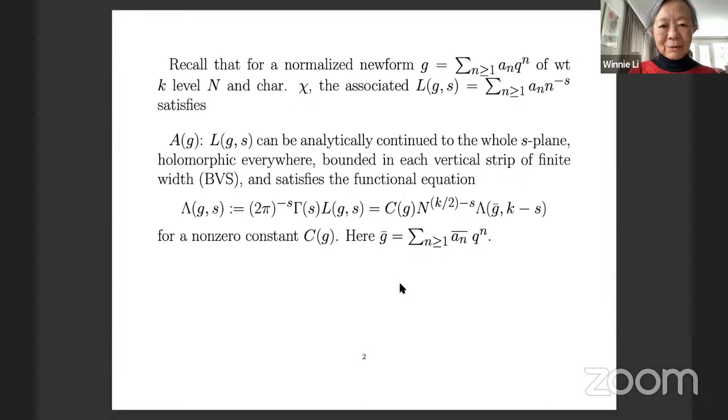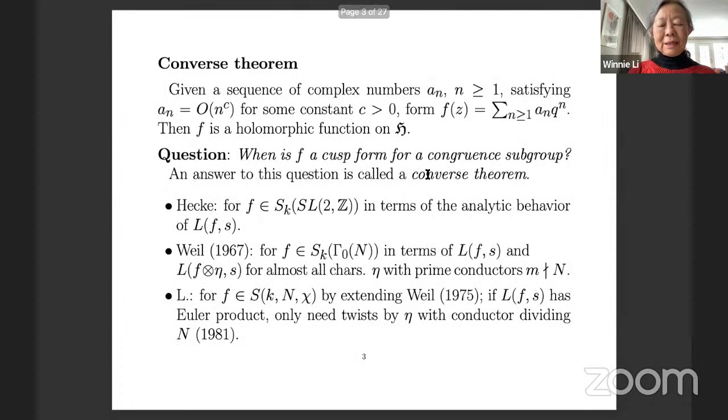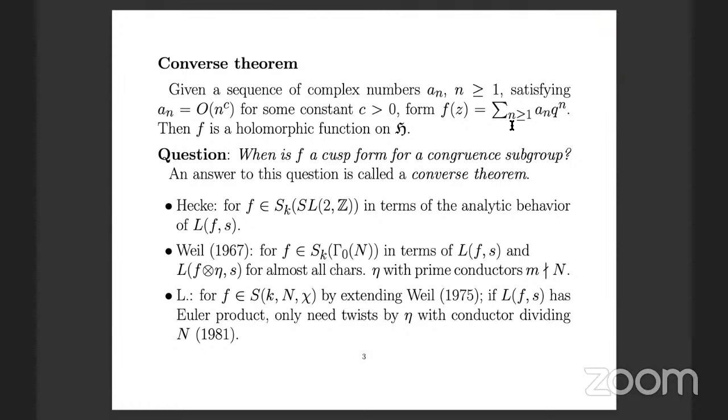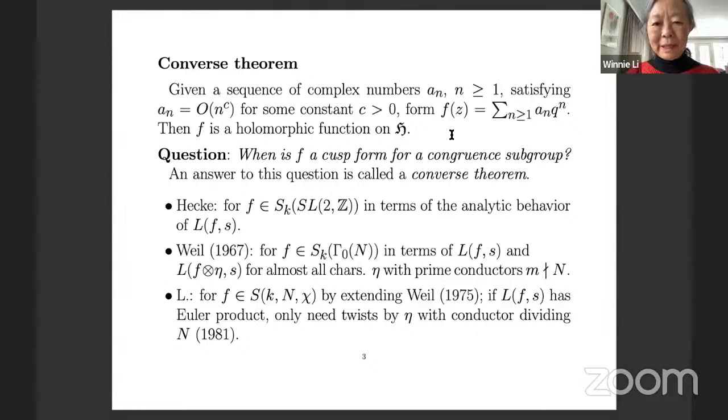So today, the first question we will be talking about is the so-called converse theorem. Namely, suppose we are given a sequence of numbers a_n with polynomial growth, and we define a function using these a_n as Fourier coefficients, the series sum of a_n q^n, which gives us a holomorphic function on the upper half plane. The question is: when is this f a cusp form for some congruence subgroup? Any answer to this question is called a converse theorem.